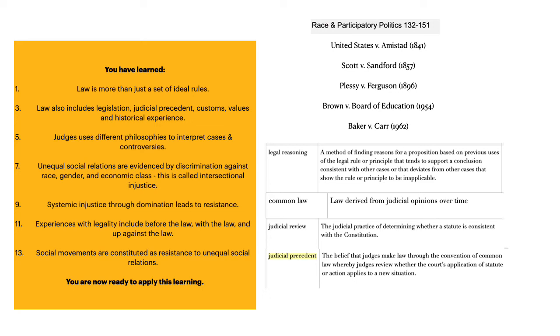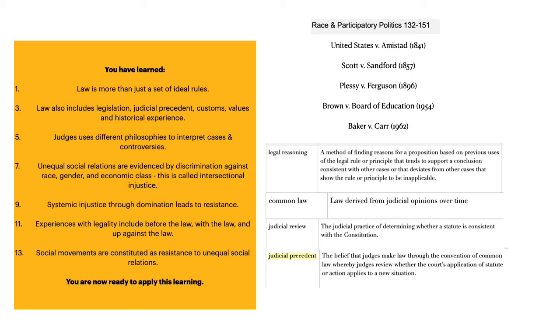This then leads to the idea that social movements, when lots of people come together, are constituted as resistance to unequal social relations. As people become aware of these discriminations and because of the systemic injustice, they begin to come together to try to use whatever powers that they have in reaction to the resistance to try to make a change. And so now you're ready to apply these things to the learning. And ignore the numbers over here. That's something that automatically happened, it's not really 1, 3, 5, 7, 9, 11, 13. But these are the things that are really crucial that you've learned so far that are going to apply.